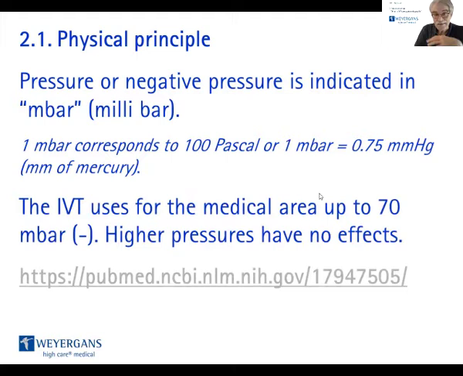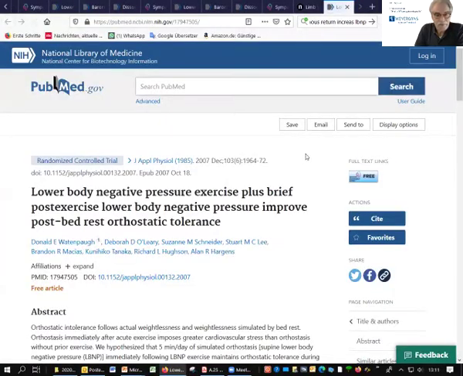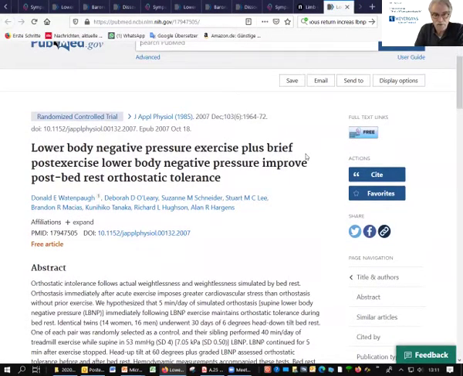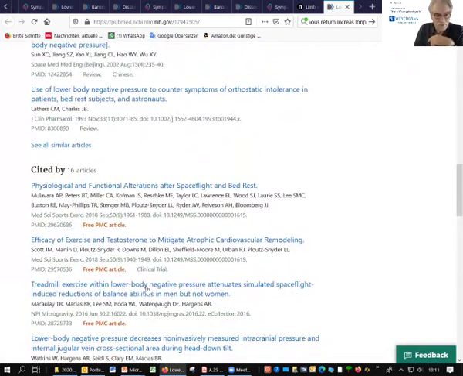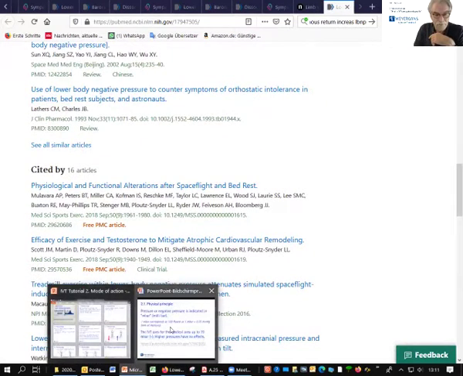IVT uses in the medical field up to 70 millibar minus. Higher pressure has no effect. Why can we say that? There are studies done at NASA and at the research of the Deutsche Luft- und Raumfahrtgesellschaft, the DLR, on low-active body negative pressure exercises plus brief post-exercise lower negative improvement. There are plenty of studies you can find on the internet.